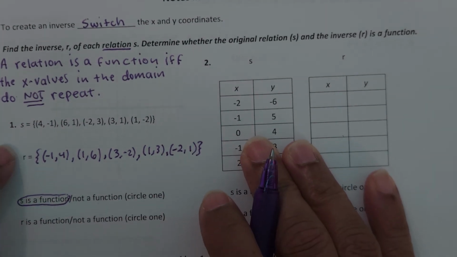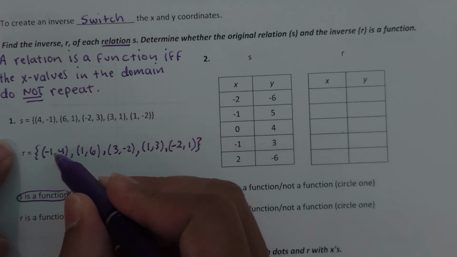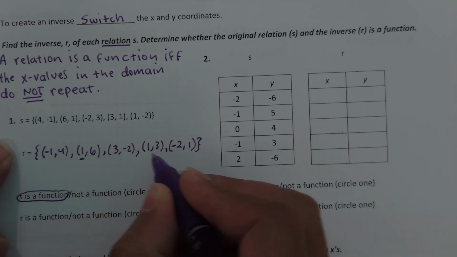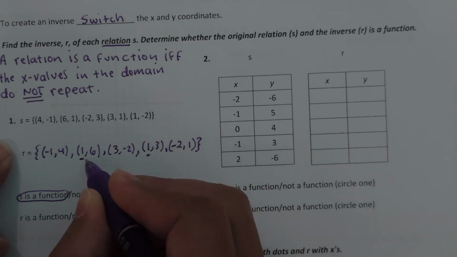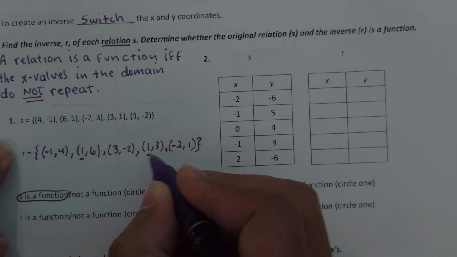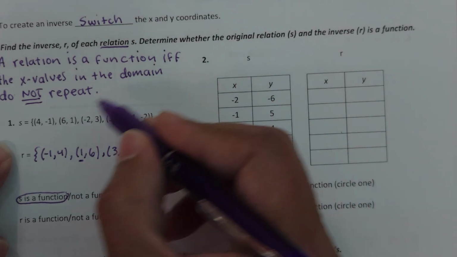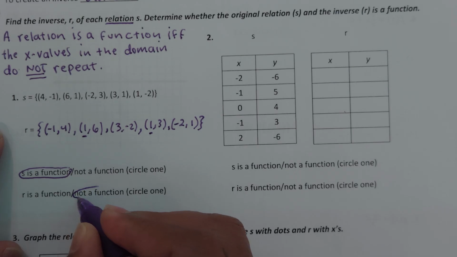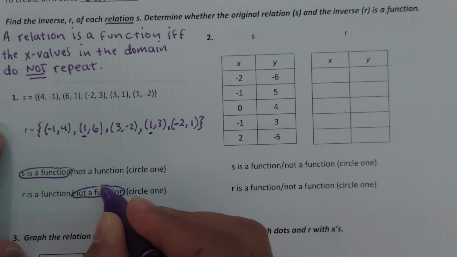Now we look at relation R. In relation R, we see -1, 1, 3, 1. Notice this one and this one repeat. So 1 goes to 6 and 1 goes to 3. That means the x values in the domain repeat, but they cannot repeat if it is a function. So we say that the relation R in this example is not a function.